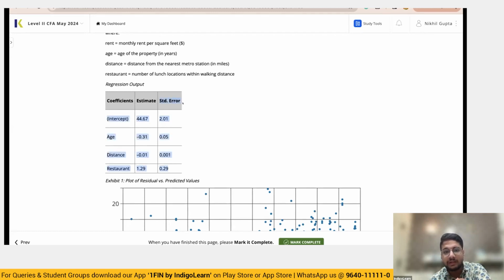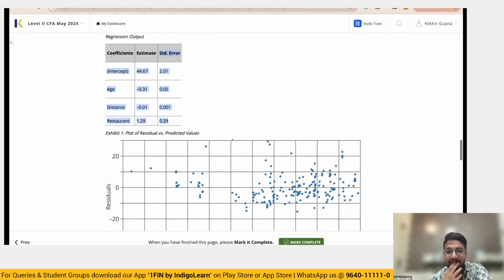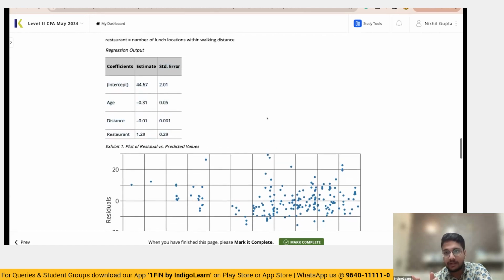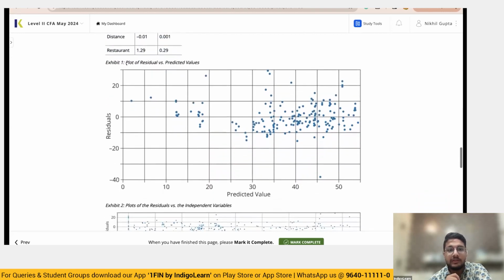Do you remember what is standard error? The square of the error term. Yeah, that was one standard error. The standard error in this case, what is given here, is for the coefficients. Okay. Now see the plot of residual versus predicted values.